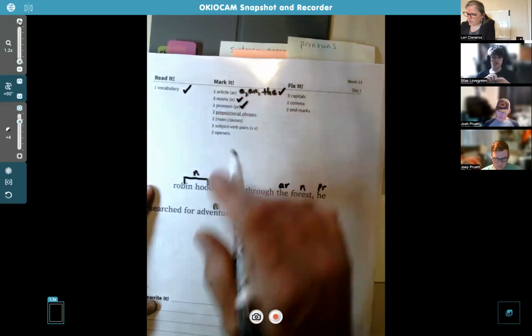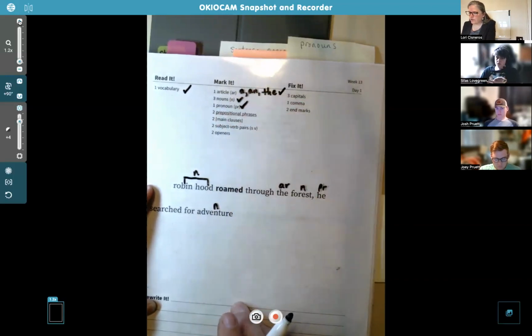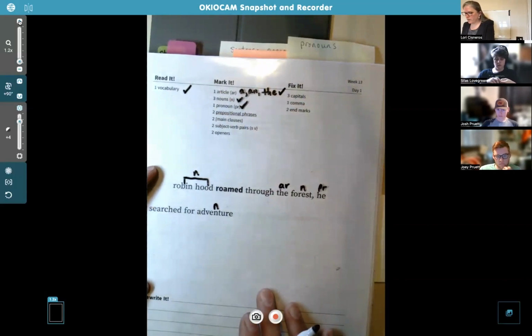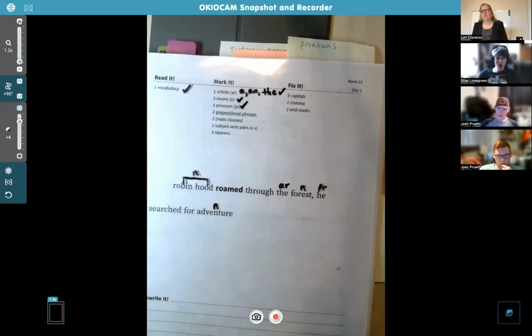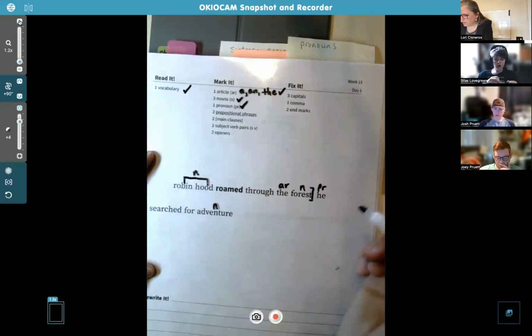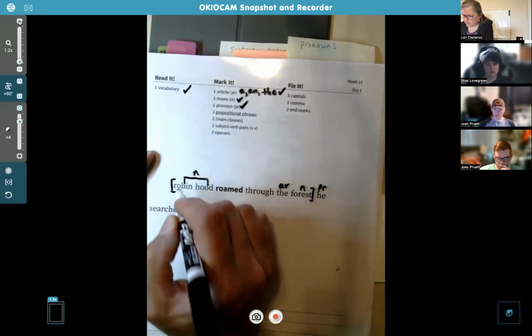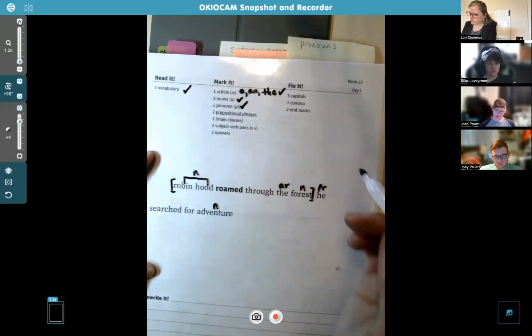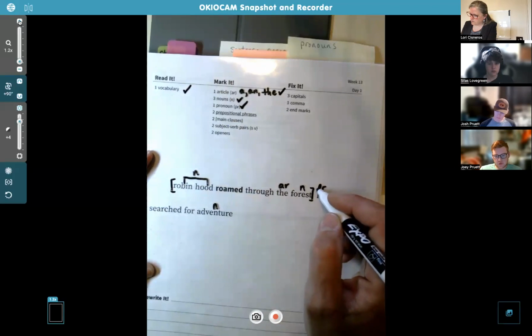I'm going to come back to the prepositional phrases. So we're looking for 2 main clauses now. So Josh, what's one of the main clauses? Remember, they're going to have a subject and verb. There's 2 of them here. Robin Hood roamed through the forest. Correct. Yep. So put a bracket around that. And then Joey, what's the other main clause? He searched for adventure. Good.